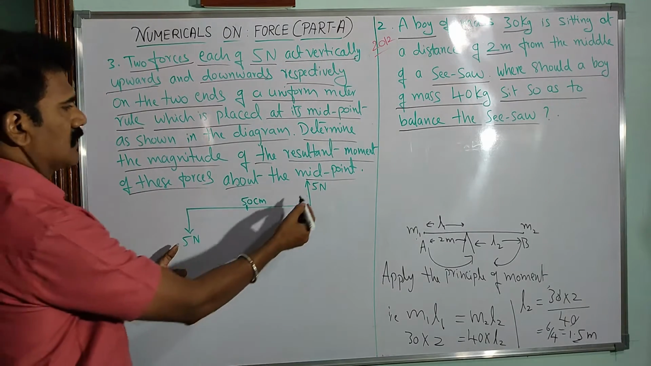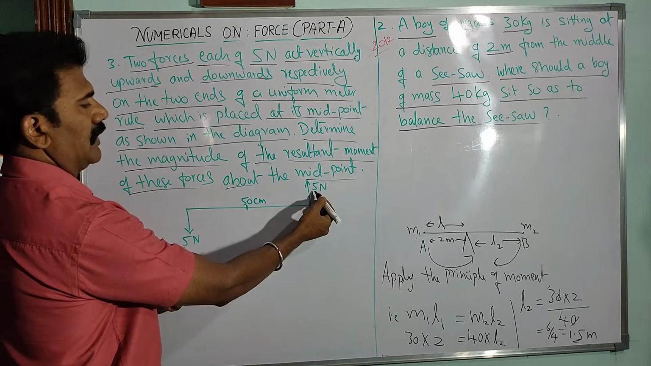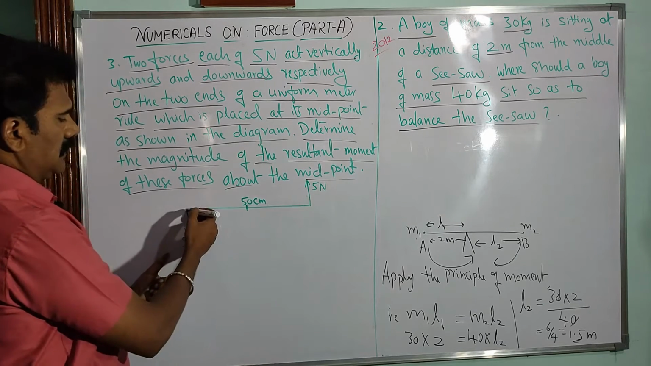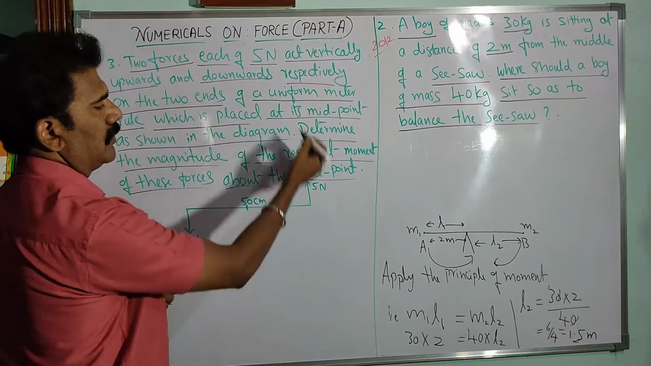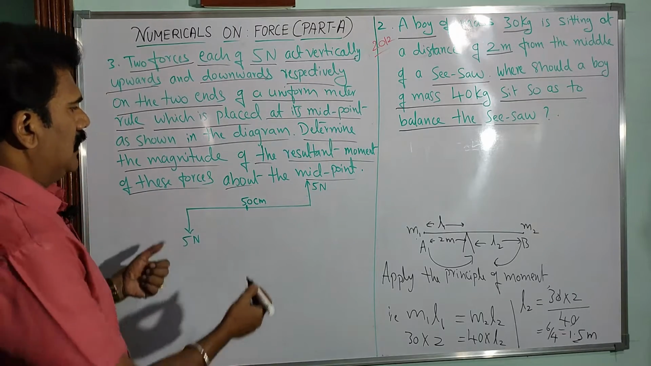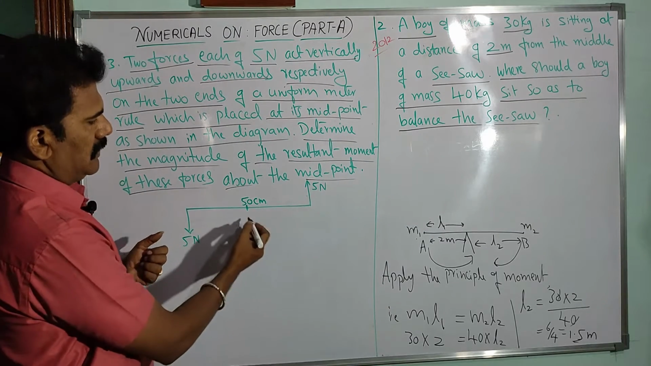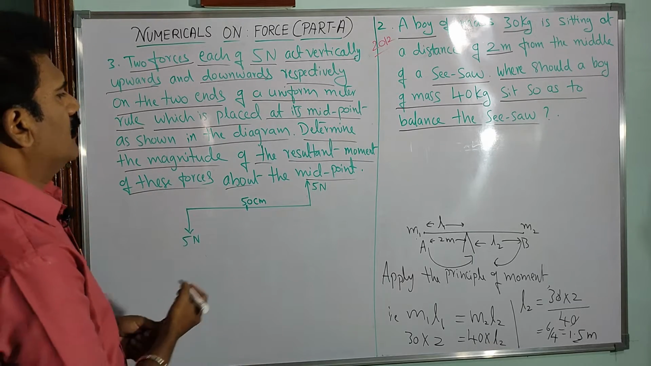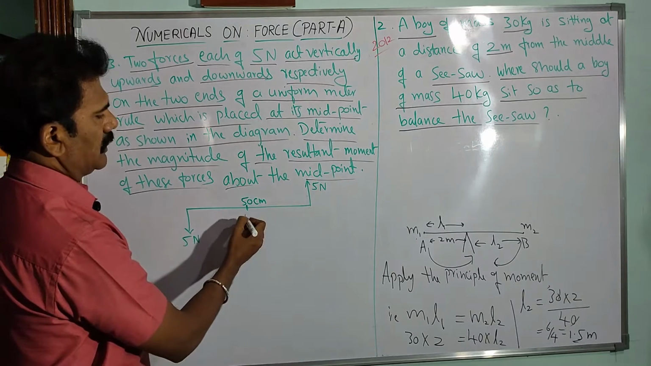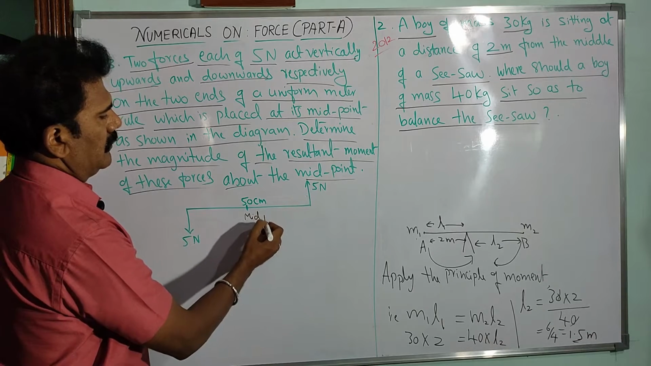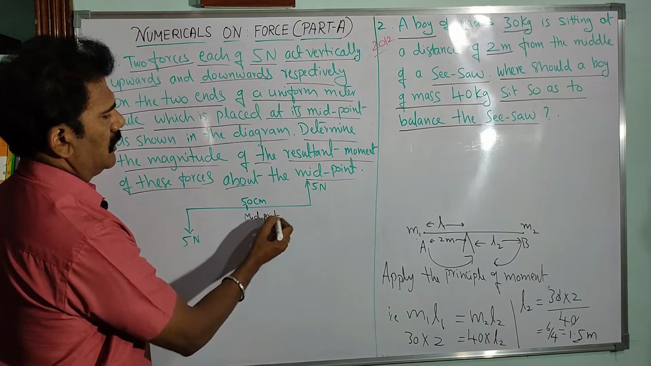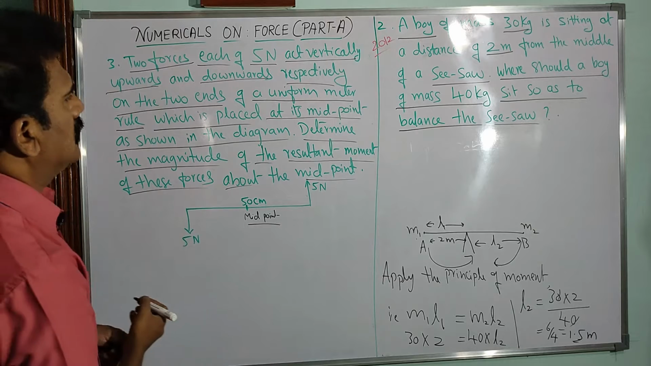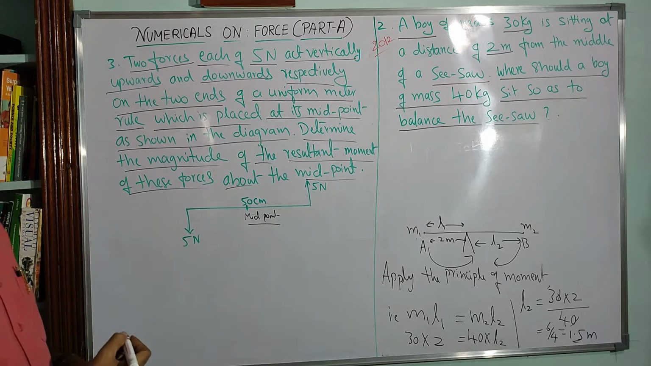So just look at the diagram. There are two equal forces, 5 Newton, 5 Newton. On one side it is acting downwards, on the other side it is acting in the upward direction. And on the meter scale there is a mark here. The midpoint is 50 centimeter. So this is the midpoint here, correct? About the midpoint we need to calculate the resultant moment.